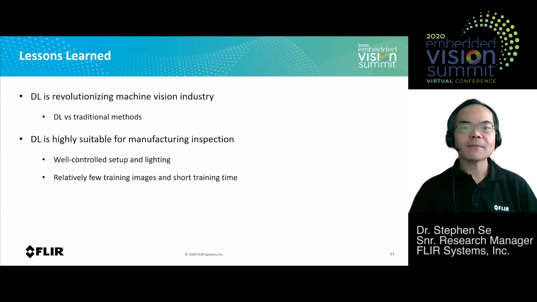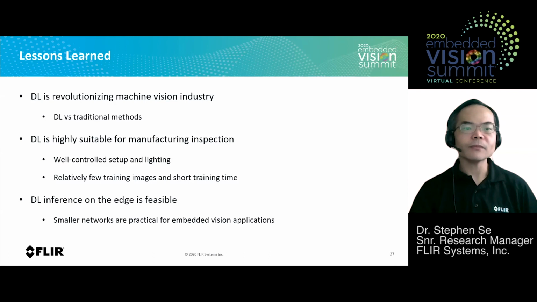Unlike many other applications where tens of thousands of training images are needed, relatively few training images are sufficient. Rather than training from scratch, transfer learning works well, which makes short training time feasible. Deep learning inference on the edge is feasible, as there are smaller networks available, which are practical for embedded vision applications.